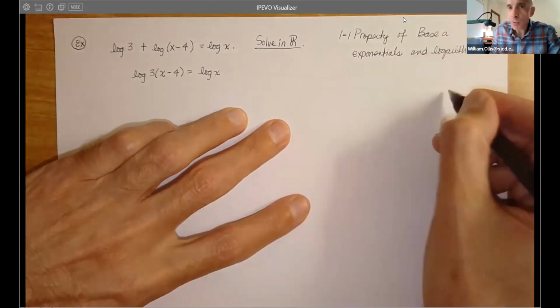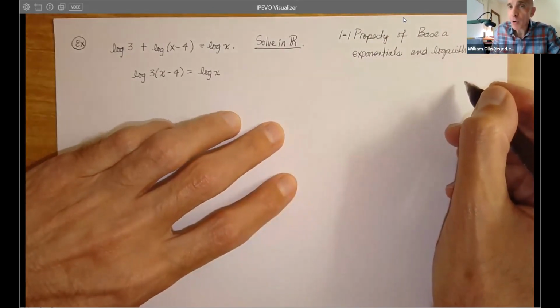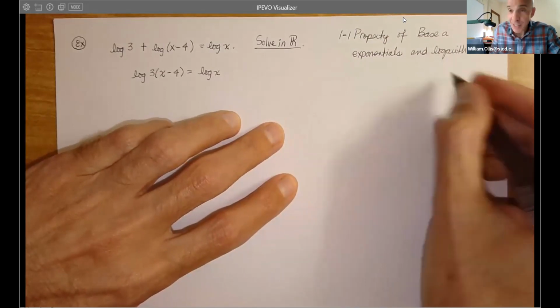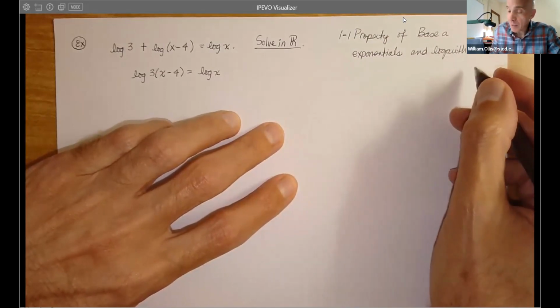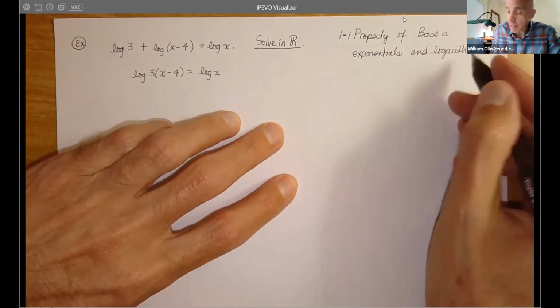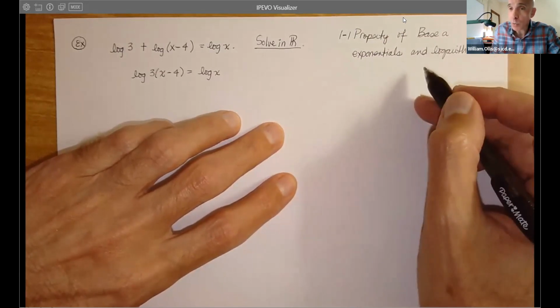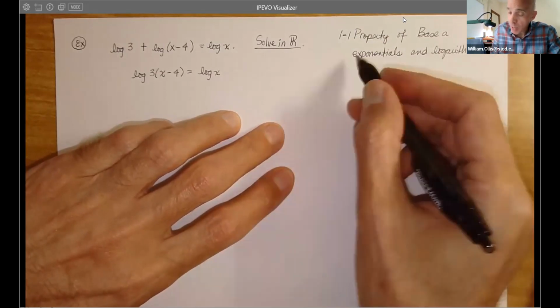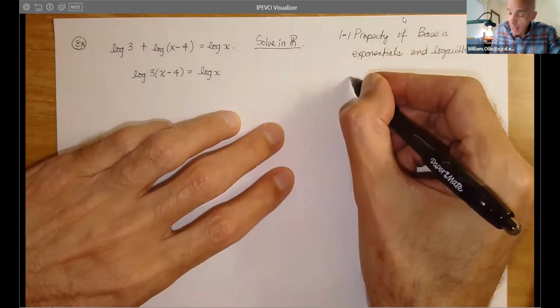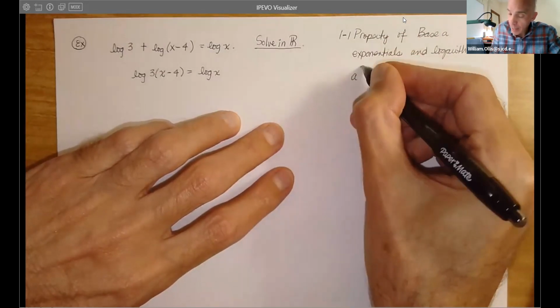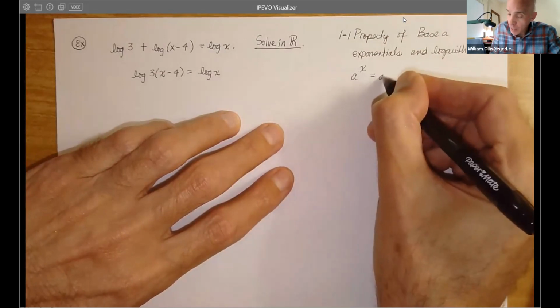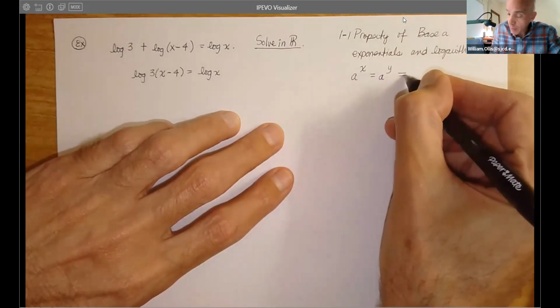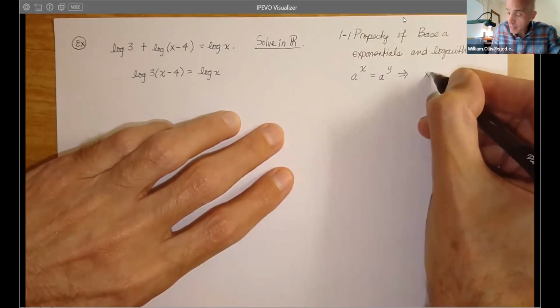Remember, it's logarithm, not logarithm. Logarithm. That's a strange word. One good thing about mathematics is that the words are so unusual, you can't forget them. So now, remember, if we have a to the x equals a to the y, by the one-to-one property, we know that we can set x equal to y.